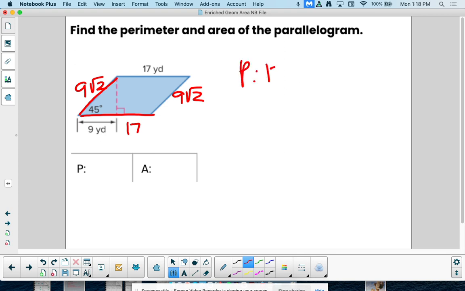Perimeter. I need 2 square roots. Careful when you put this in your calculator to end that parentheses, otherwise it's going to give you a funky answer. When you type in 9 root 2, make sure you end that parentheses, otherwise it's going to add on a bunch of stuff to your answer that you don't want.